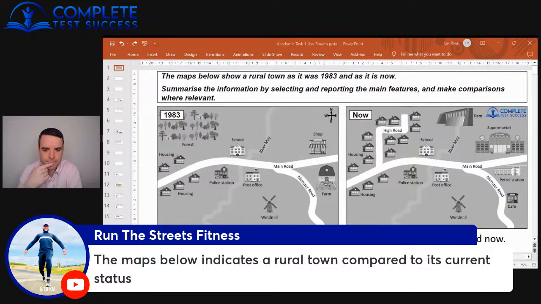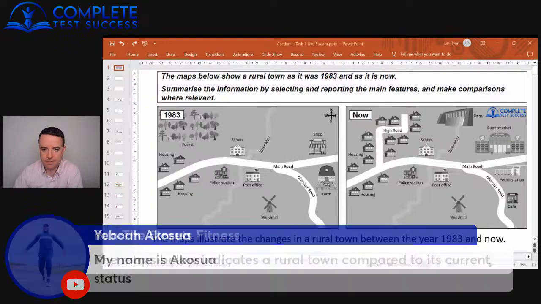No, because you didn't say the past compared to the current status. You said a rural town compared to its current status. So those aren't the two different things shown. So it'd have to be the maps show or illustrate a rural town as it is now compared to its appearance in 1983, and make sure to put a full stop at the end of the sentence as well.